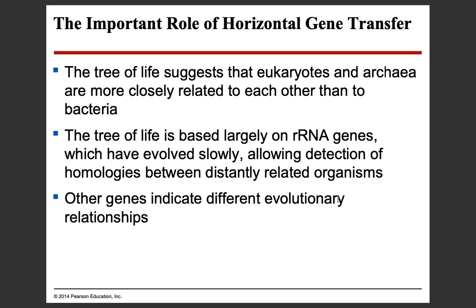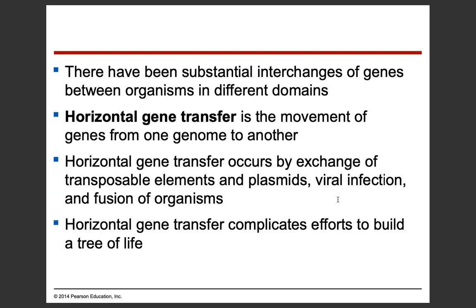Of course, this is just where you look in the genomes. There have been substantial interchanges of genes between organisms in different domains. Horizontal gene transfer is the movement of genes from one genome to another. So this is not inheritance. It's moving genes from one organism to another, which we do all the time with genetic engineering now. But horizontal gene transfer occurs by exchange of transposable elements, and a transposable element could be like a plasmid. It could be due to viral infection, which we just learned about, and the fusion of organisms together.